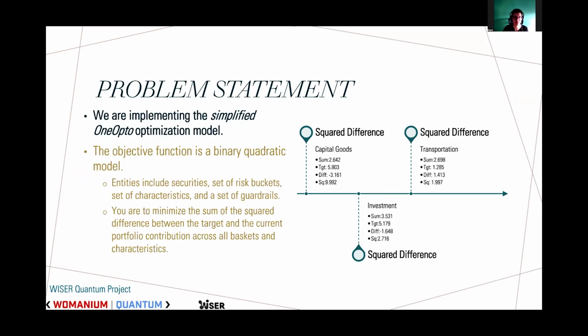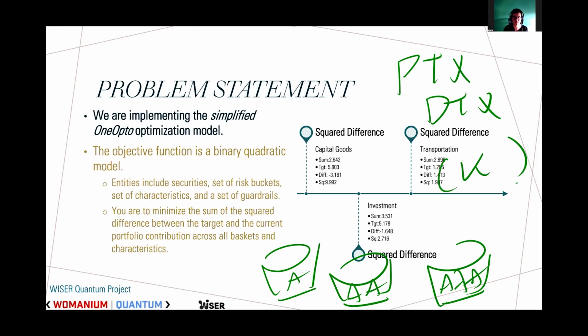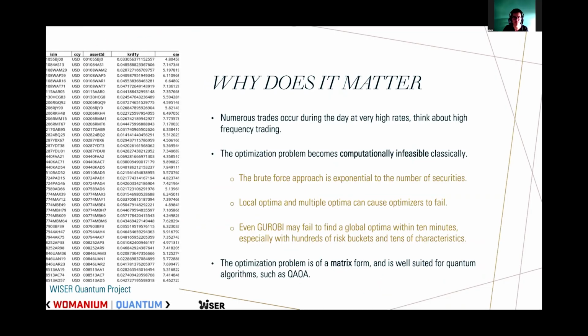Given securities categorized into risk buckets, let's say A, AA, AAA, we have to ensure the contribution of each of the characteristics like PTX, DTX are close to the target. So K guardrail. Our loss model is a sum of squared residuals model. The problem matters because numerous trades happen every day at very high rates, and exact optimization becomes classically infeasible. Even approximate Gurobi optimization starts to fail due to local minima, which leads us, because optimization is in matrix form, to quantum annealing.